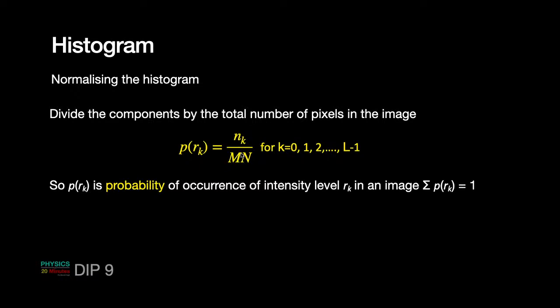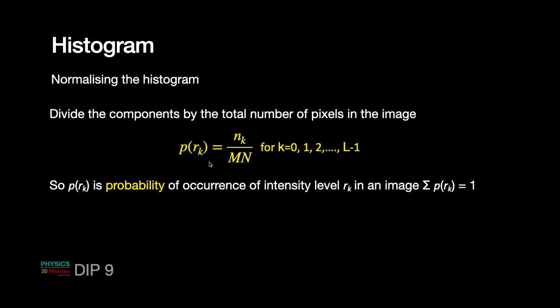What would be the minimum value? So think about it. Suppose in an image, a particular gray level does not exist. It could be any. For example, say none of the pixels are white. Entire image is some shade of gray. In that case, that particular nk value will become 0 because no pixel has that kth gray level. So nk will be 0 and this ratio will become 0.